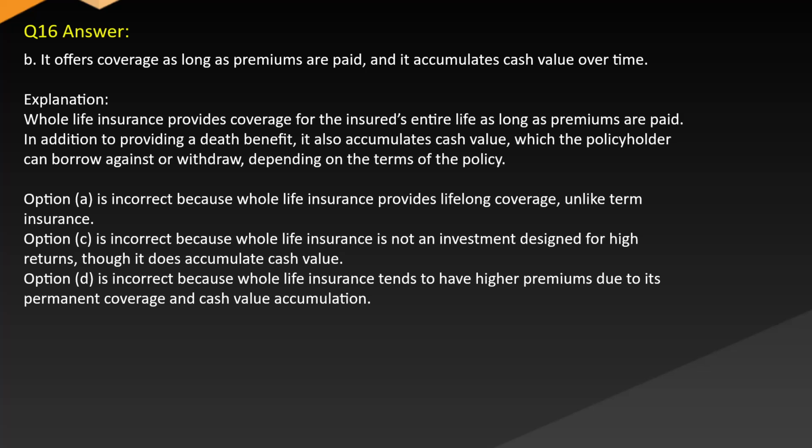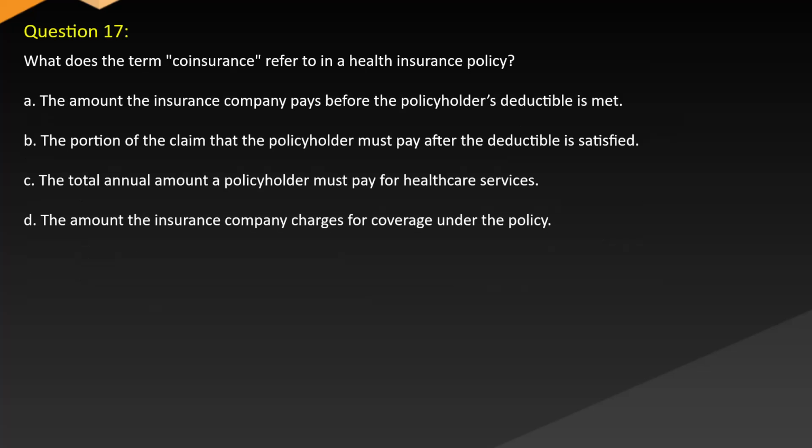Option A is incorrect because whole life insurance provides lifelong coverage, unlike term insurance. Option C is incorrect because whole life insurance is not an investment designed for high returns, though it does accumulate cash value. Option D is incorrect because whole life insurance tends to have higher premiums due to its permanent coverage and cash value accumulation.